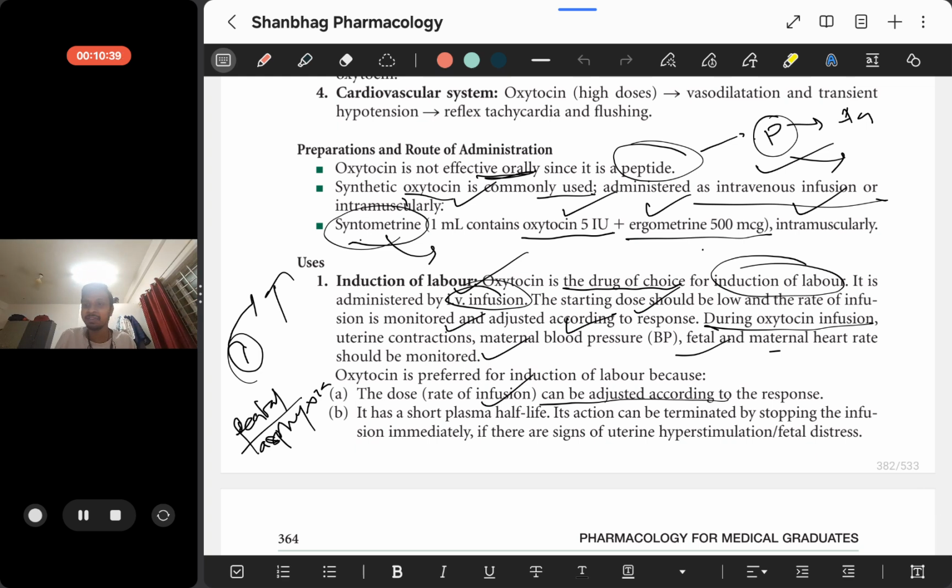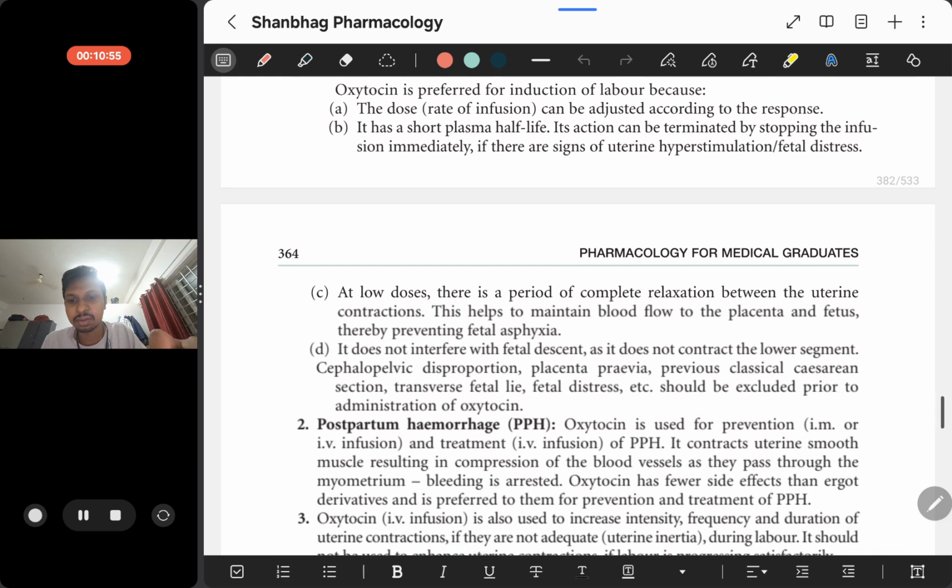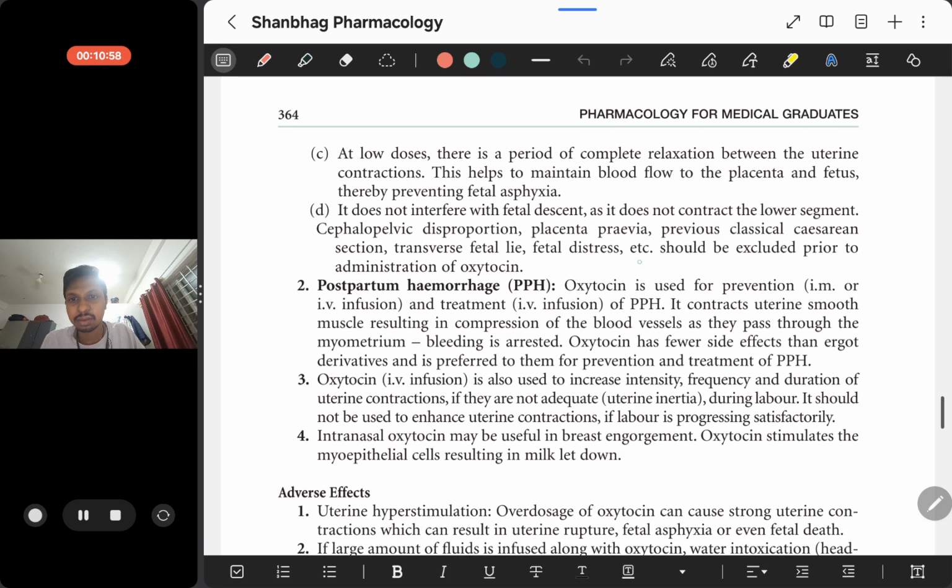If it has a long effect, we don't know when to stop and when to start, but it has a short, immediate action. So when we stop it, its action will also stop. That's why it is the preferred drug of choice during the induction of labor. And also it is said that at low doses there is a period of complete relaxation between the uterine contractions, thereby preventing fetal asphyxia. Low dose prevents fetal asphyxia, but high dose induces fetal asphyxia.